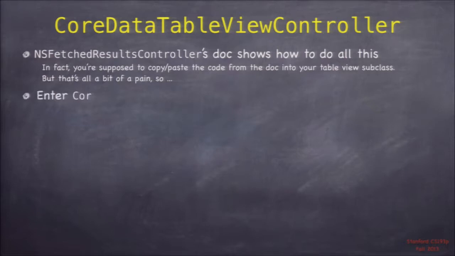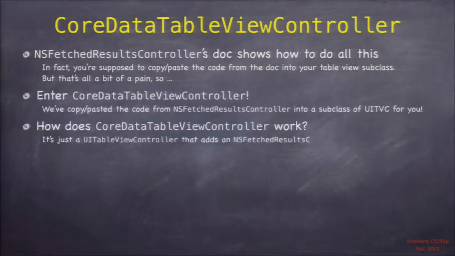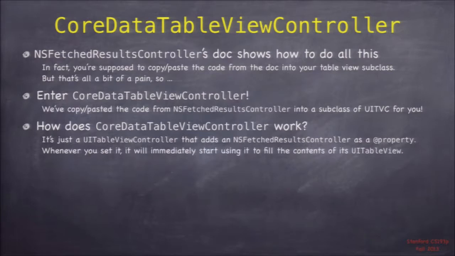The only thing you need to know to use Core Data Table View Controller is that it has a property called Fetched Results Controller, and you just set that to a Fetched Results Controller and it'll just work. Nothing else required to do.